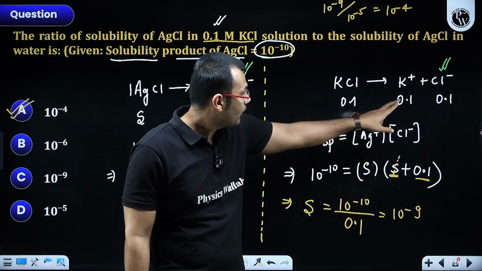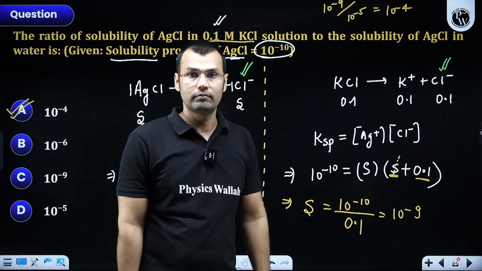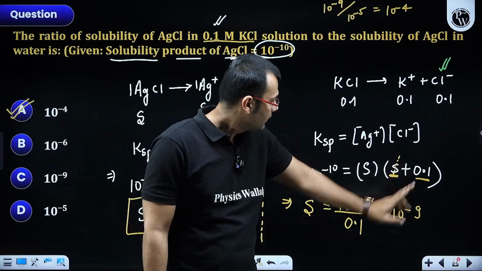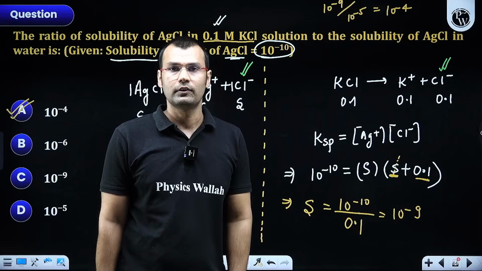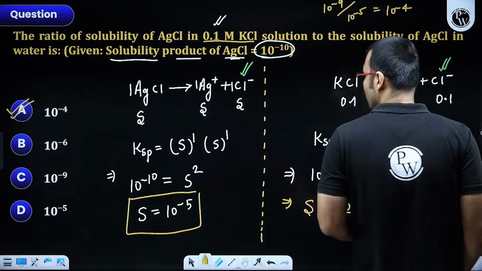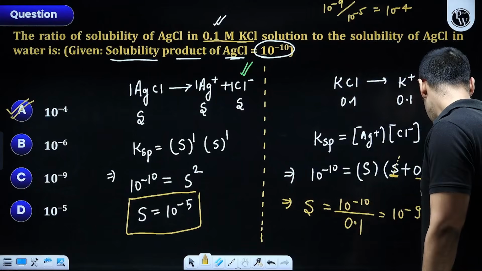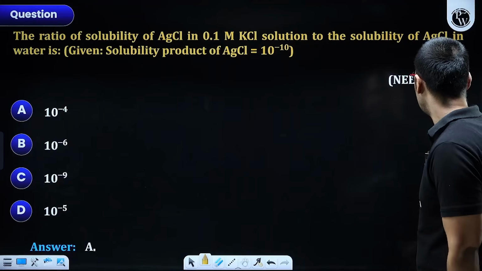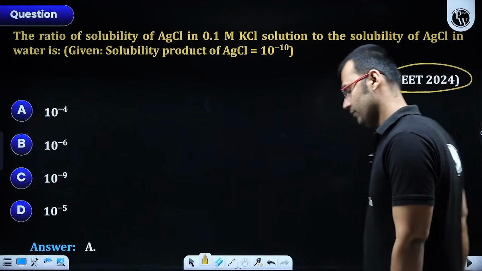But with KCl, the concentration of chloride ion will also be added, right, in the S. So these types of questions, I hope now you will be able to do. And of course, here the answer will definitely be A. And this is a very recent question, right?